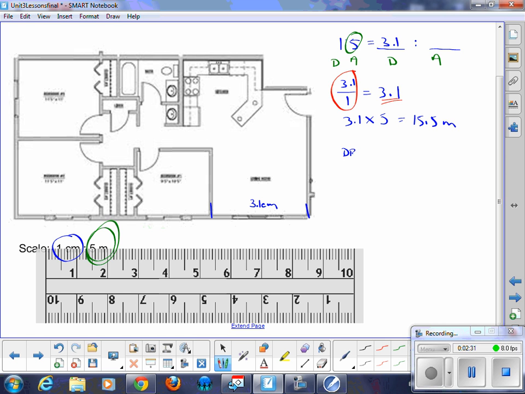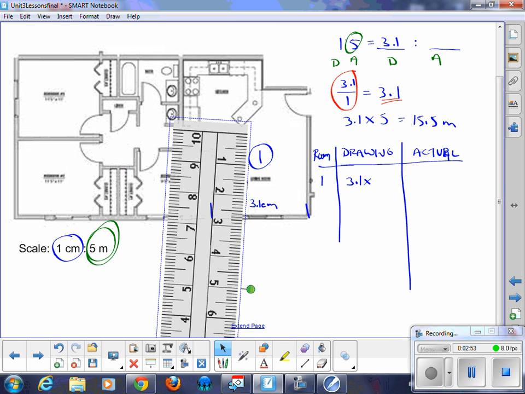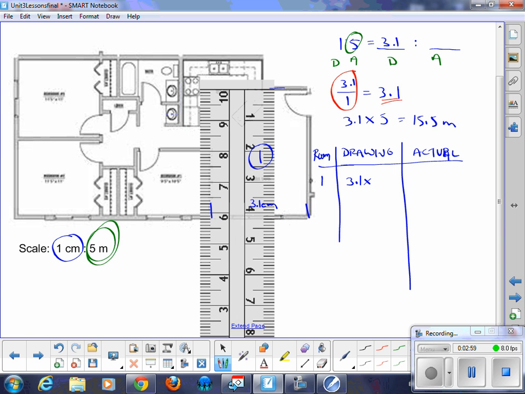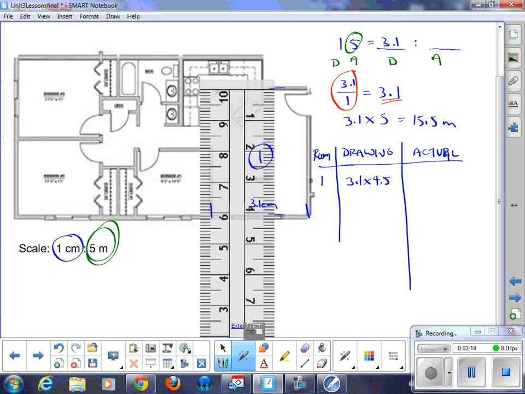Okay, so basically for this room, what you will do is set up a chart. So you're going to go drawing and actual, and to keep it neat, you can add another column and put room in here. So I'm just going to call this room 1. So the drawing was 3.1 centimeters by, flipping my ruler around, oops, too far, and I'm just going to say that's the other dimension. So from there to there looks like 4.5. So I don't have to worry about going through this long process that I talked about up here, because the magnification factor takes care of everything for me. So I'm just going to multiply those numbers by 5.